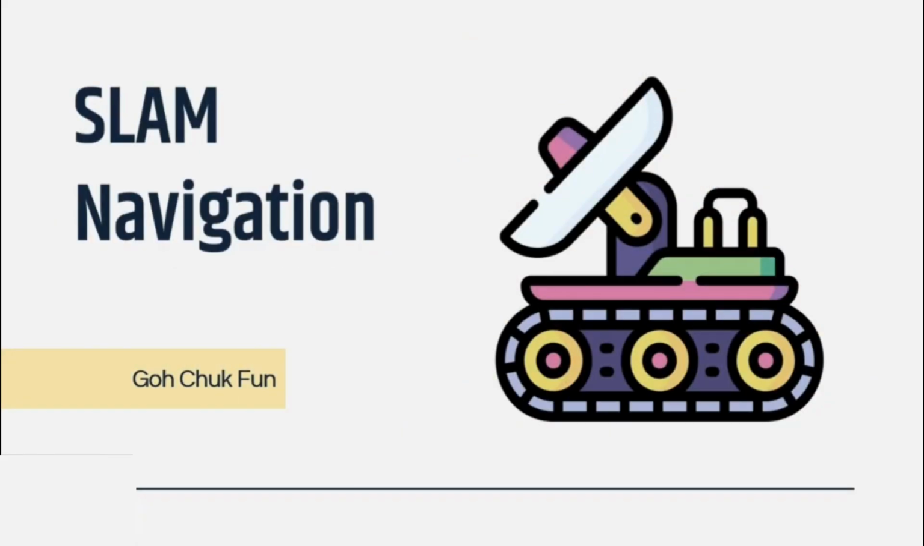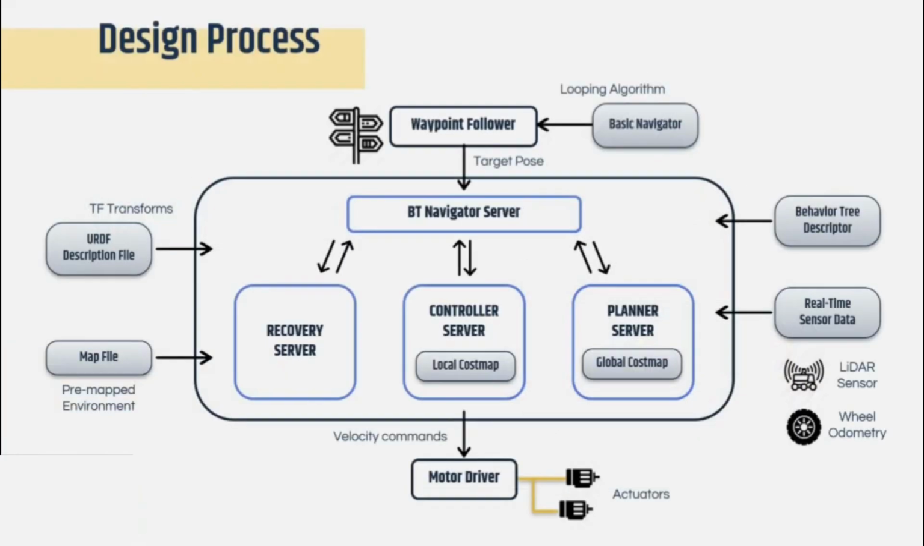So, hello everyone, my name is Gochuk Fan, and I would like to talk about my part on SLAM navigation. Now, the design process of the SLAM navigation revolves around the nav2 package, which is used for navigation applications in ROS2. The nav2 stack revolves around the behavior tree navigation server, which consists of the recovery, controller, and also the planner server. This server relies heavily on real-time sensor data, which in this case will be a LiDAR sensor and also wheel odometry.